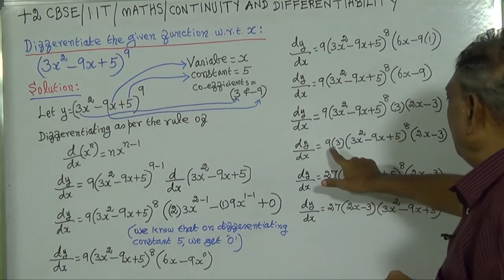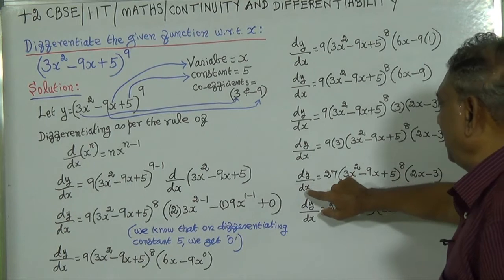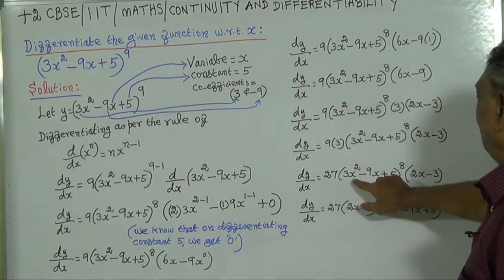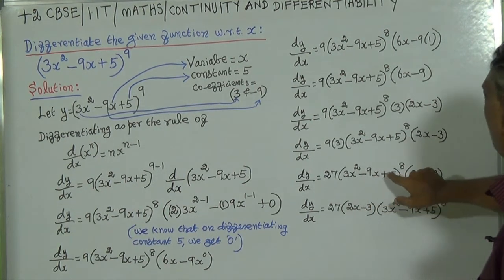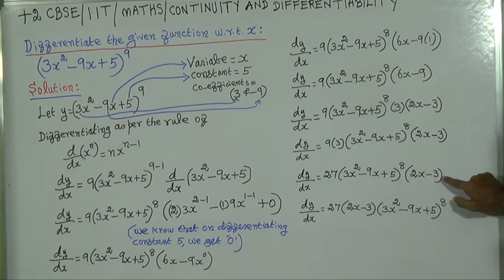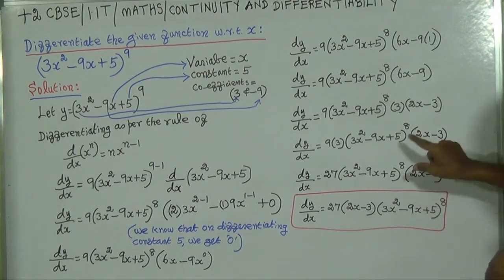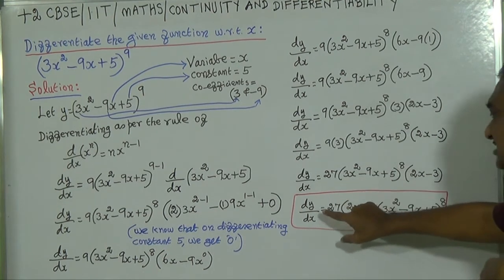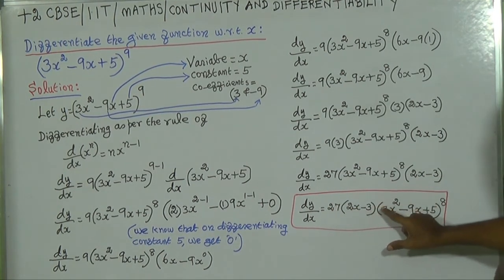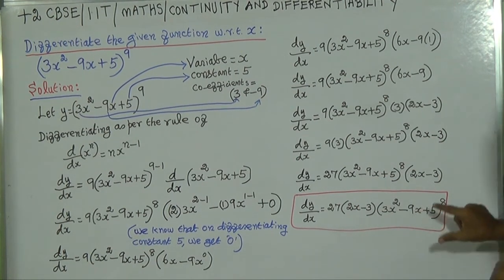If we multiply 9 into 3, we will get 27. So now we will get the equation as dy by dx equal to 27 into 3x square minus 9x plus 5 the whole power 8 into 2x minus 3. If we interchange the position of the factors, we will get dy by dx as 27 into 2x minus 3 into 3x square minus 9x plus 5 the whole power 8.